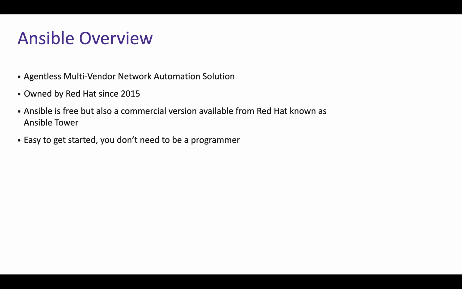So firstly, it's an agentless multi-vendor solution. So what that means is that unlike some of the other automation solutions, such as Puppet and Chef, you don't have to install an agent on the device that you wish to automate. So this is important when we're automating Cisco routers and switches, for example, which don't allow you to install agents onto the devices, and you must manage them through SSH.